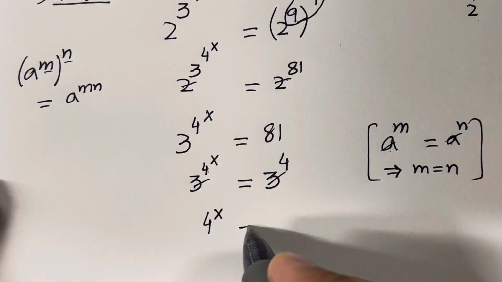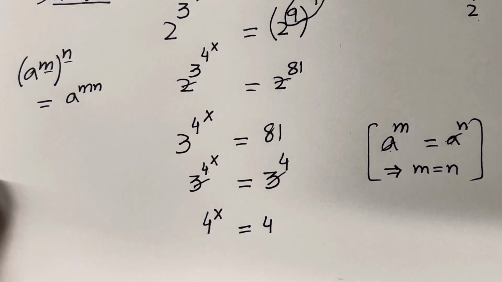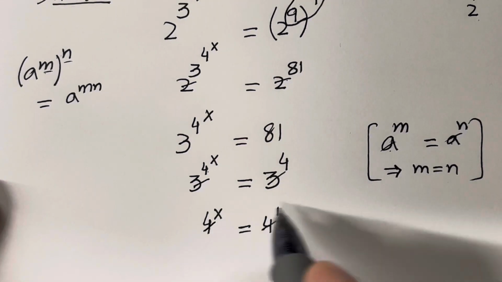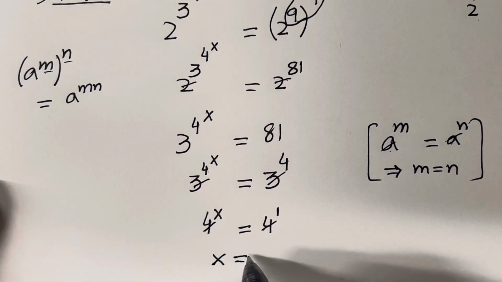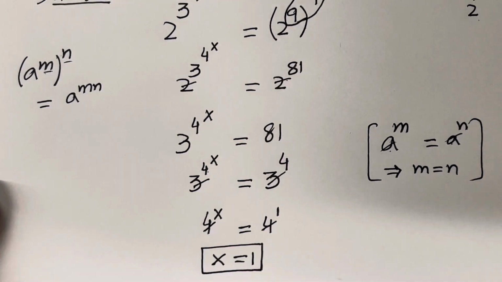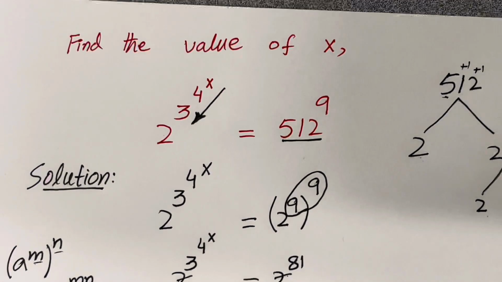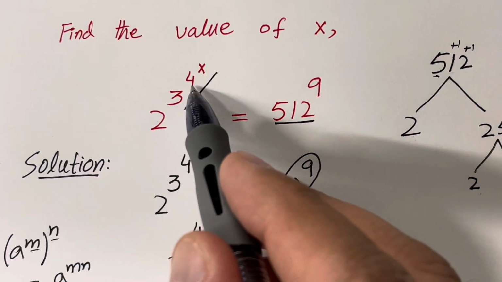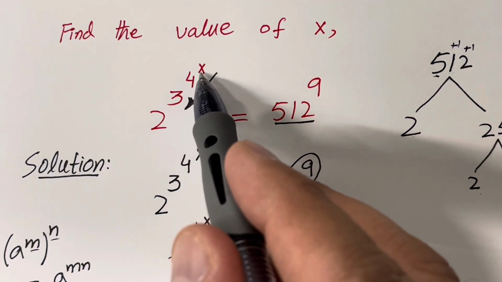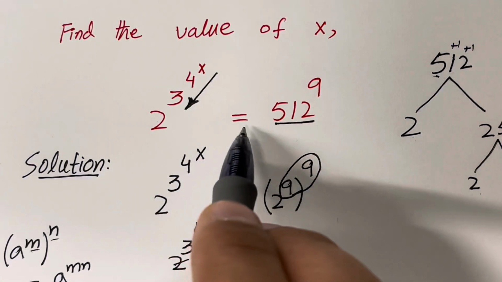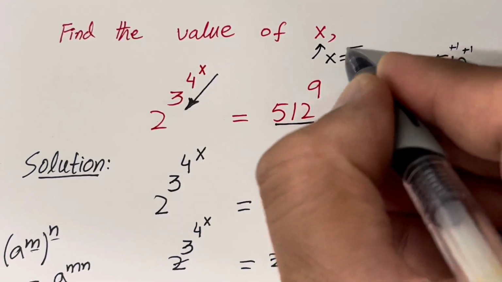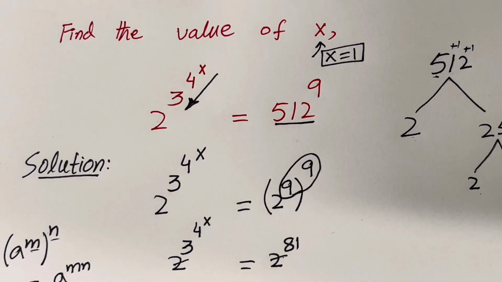4 raised to the power x is equal to 4, but 4 is equal to 4 raised to the power 1. Again use this property: the bases are equal, so the exponents must be equal. So it means that x is equal to 1. So for this equation, the power tower of 2 on the left hand side, where the top power is x, this equation holds if x is equal to 1. So x equal to 1 is the only solution of this equation.